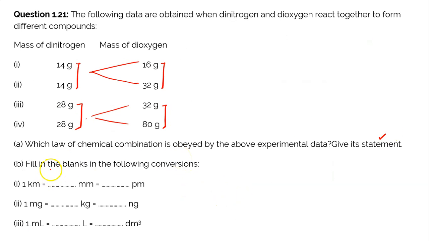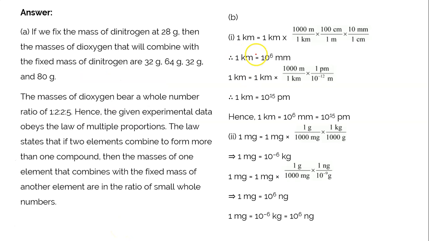Let's take a look at part B, fill in the blanks. So here you have the blanks, and literally it is nothing but unit conversions. You're converting one unit into other. In the first case, you're converting kilometers into millimeters, that into picometers. In the second case, milligrams into kilograms, that into nanograms. And in the third case, you're converting ml into liters, liters into dm3. Let's see how to convert it without fail.